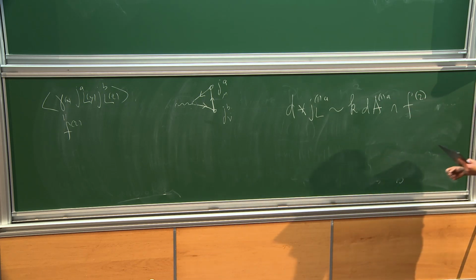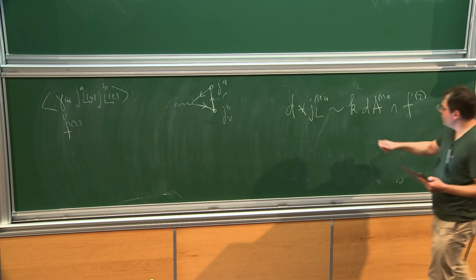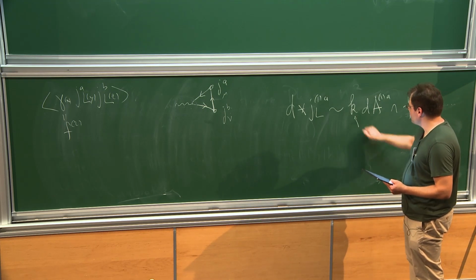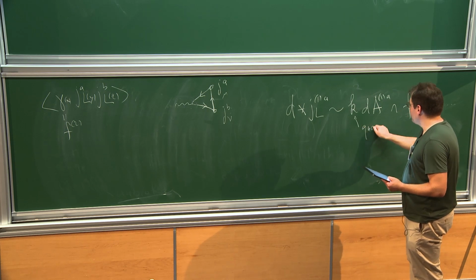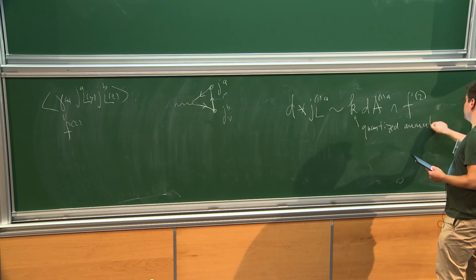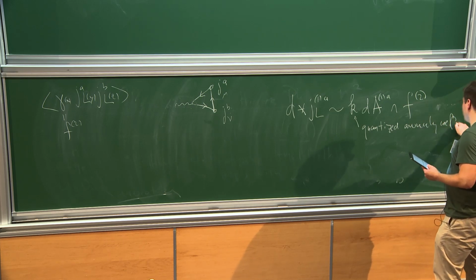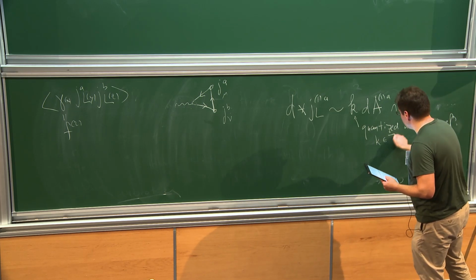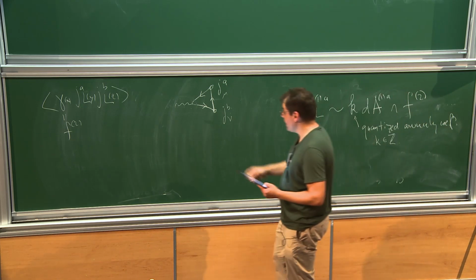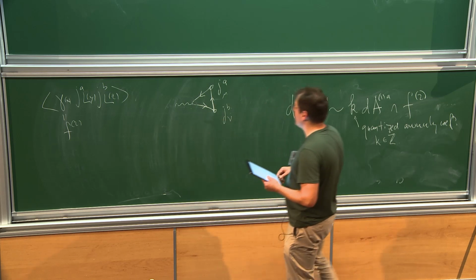So I should also say that even though I've been sloppy about factors of 2 pi, if you are careful about the factors of 2 pi, this is a quantized anomaly coefficient. So you normalize it in some way that it's integer. And you compute it from this triangle diagram, right, as usual.